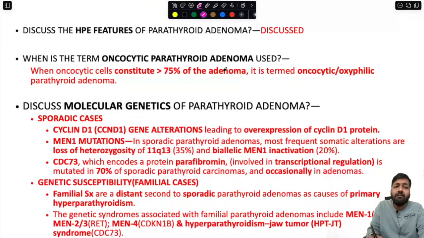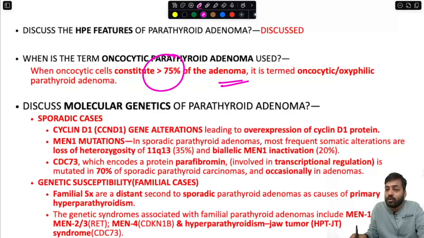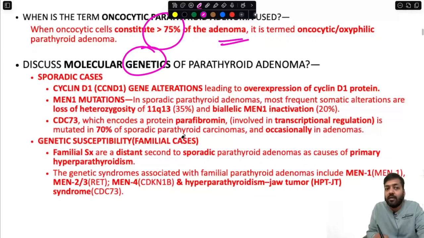Okay. When is the term oncocytic parathyroid adenoma used? When the oncocytic cells constitute more than 75% of the adenoma, it is termed oncocytic or oxyphil parathyroid adenoma. Now let us discuss the molecular genetics of parathyroid adenoma. There are both sporadic cases as well as familial cases. For the sporadic cases, remember cyclin D1 gene alterations are there, leading to overexpression of cyclin D1 protein.